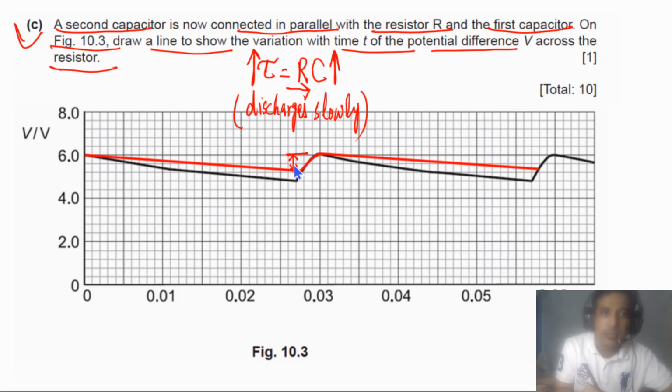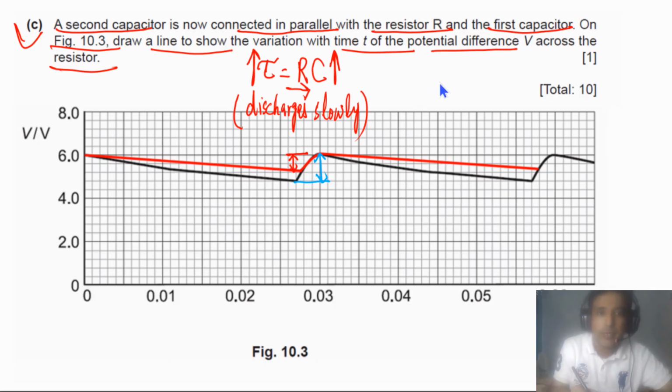And the previous ripple, let's use a different color, previously it was this big. Now the ripple has decreased, meaning the variation in PD across the resistor has decreased by connecting another capacitor in parallel. If we connect in series, then C will decrease, the time constant will decrease, so the ripple will increase. Very important: how the capacitor is connected. If the capacitor is connected in parallel, it means tau increases and the ripple will decrease.